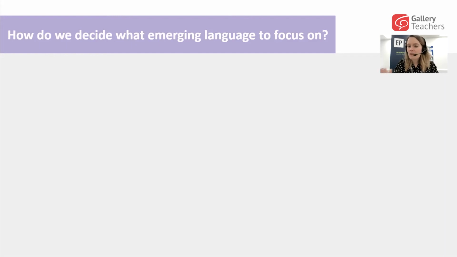So another big question, I think, is how do we decide what emerging language to focus on? How do we decide what's important or what to share with students? There could be a lot of things coming up during speaking activities, especially with higher level students or with quite long 5-10 minute speaking discussions.